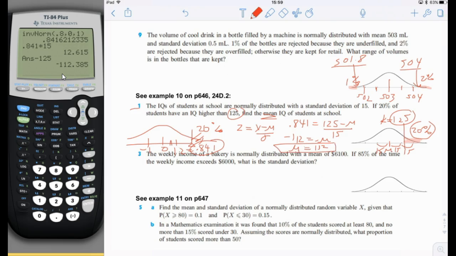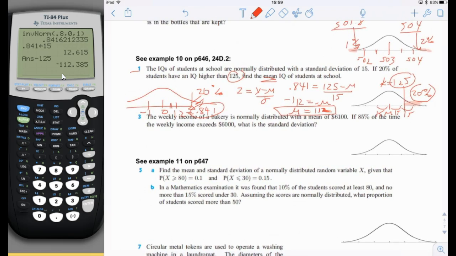That's pretty good. Actually, the average IQ is considered to be 100. So the IQs of this school, the average is 112. So that means higher than average.